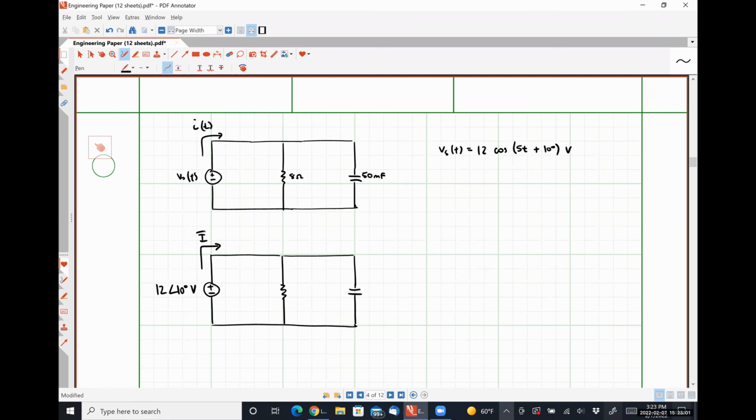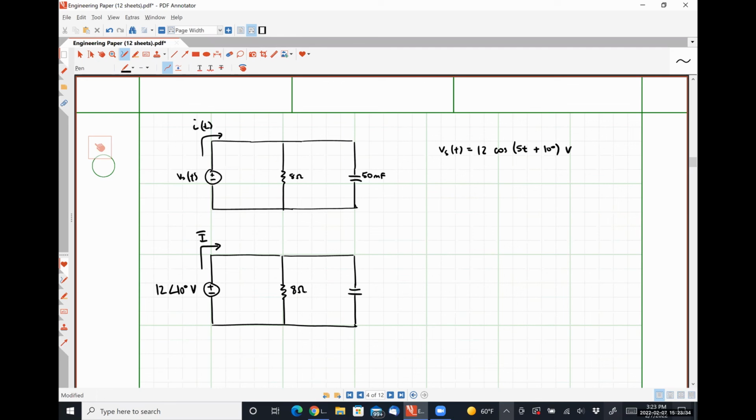How do I convert my 8 ohm resistor into the frequency domain? So what's the impedance of my resistor? So just R. So the resistor doesn't change at all. If it was an 8 ohm resistor, it continues to be an 8 ohm resistor.